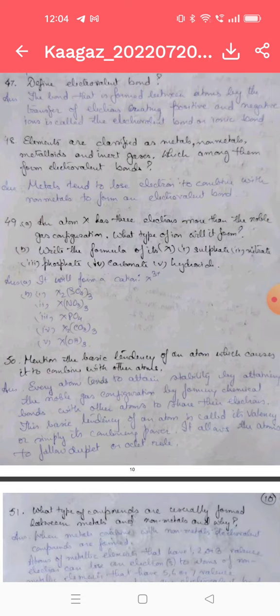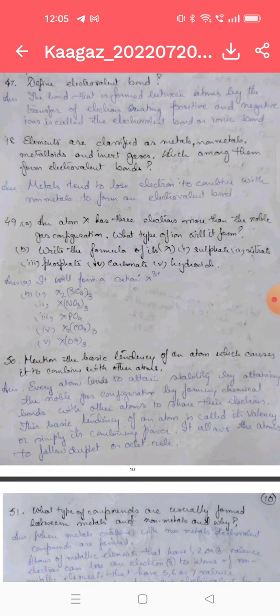Then an atom X has 3 electrons more than the noble gas configuration. Which type of ion will it form? It will form X 3 plus, a cation, because it has 3 electrons more than the noble gas configuration, so it will donate those 3 electrons to form the noble gas configuration. Write the formulas of X with sulfate, nitrate, phosphate, carbonate and hydroxide.